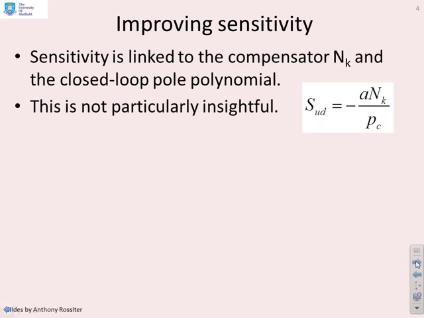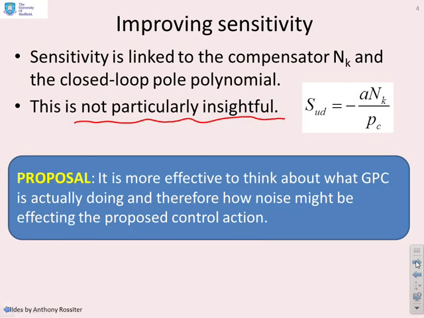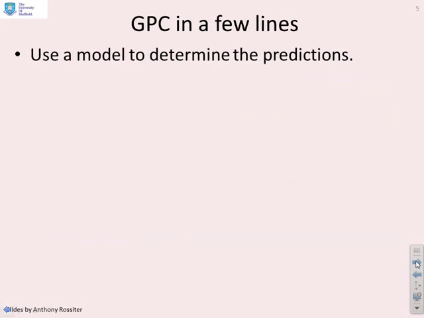Now, sensitivity is linked to the compensator NK and the closed loop pole polynomial. You can see this, but the key thing is this is not particularly insightful. It doesn't really tell us how do I change the output horizon or the input horizon, or how do I change the weights, or how do I change the approach. So it might be more effective to think about what GPC is actually doing, and therefore how noise might be affecting the proposed control action or the control law. So we're going to look at this from a slightly different way.